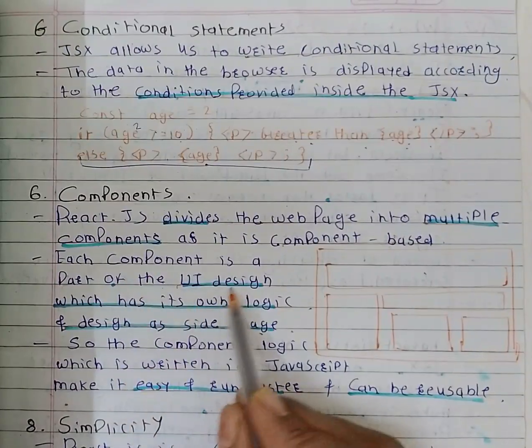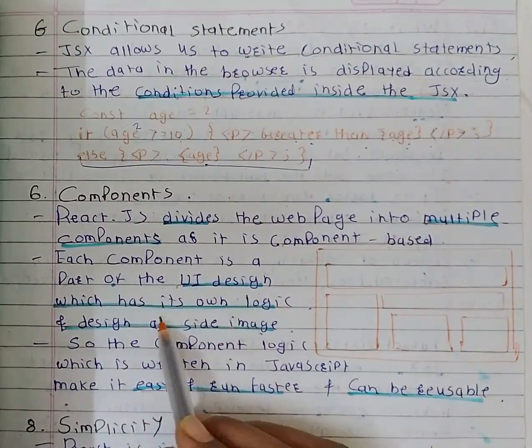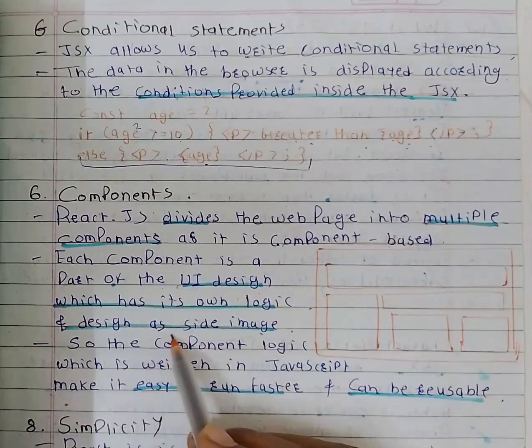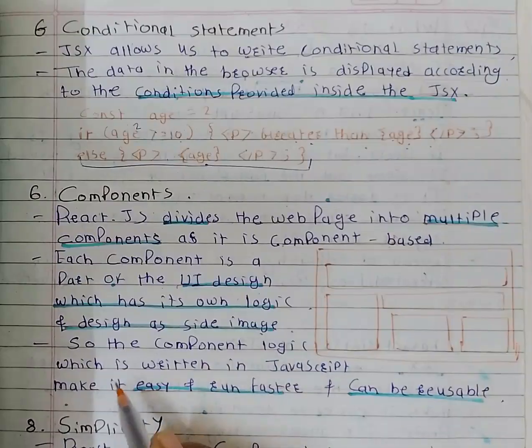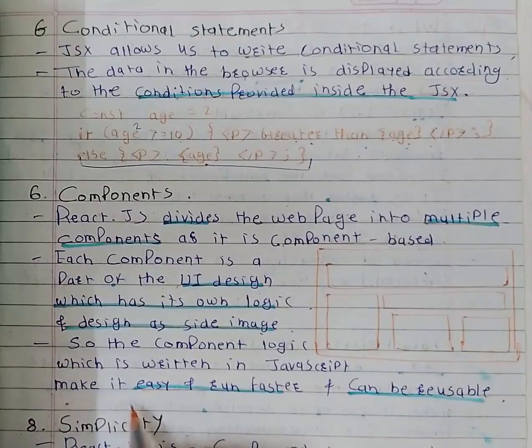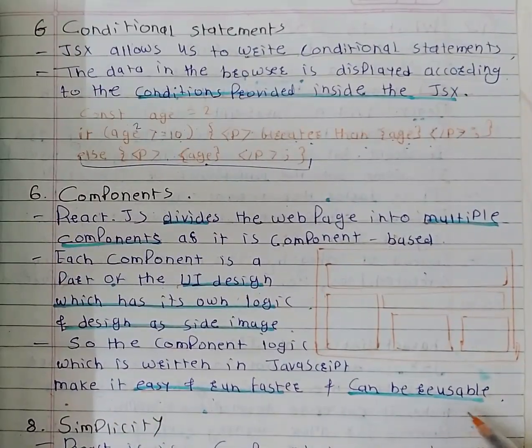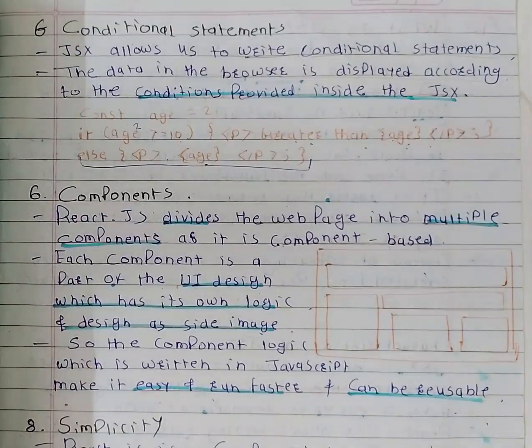Each component is part of the UI design, with its own logic and design. The component logic is written in JavaScript, which makes it easy, fast and reusable. By using props we can make it more reusable and also do dynamic tasks.